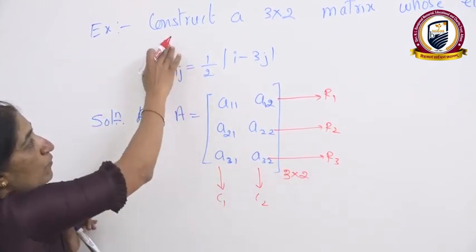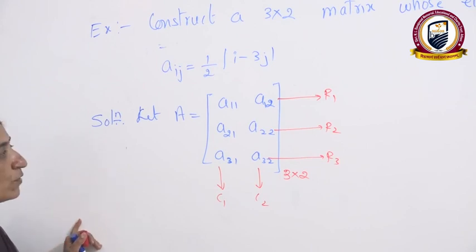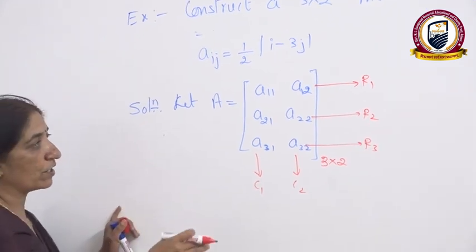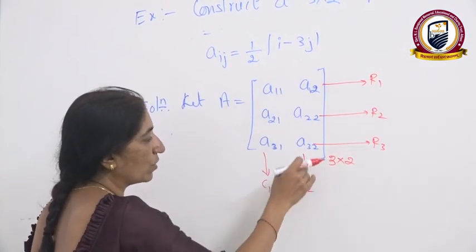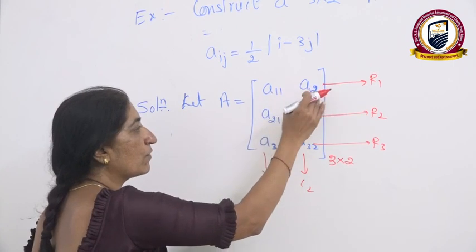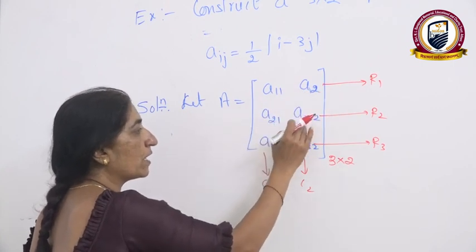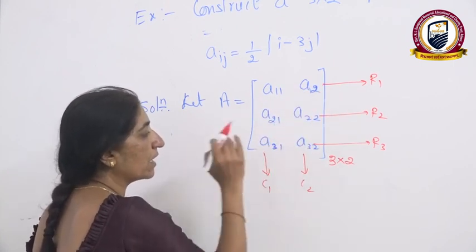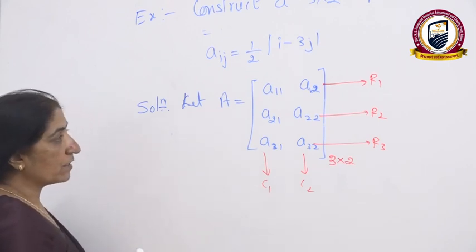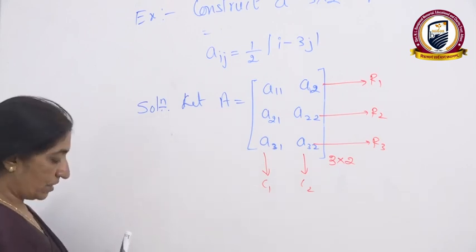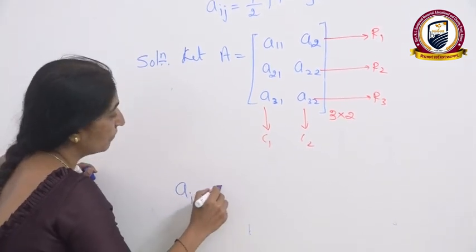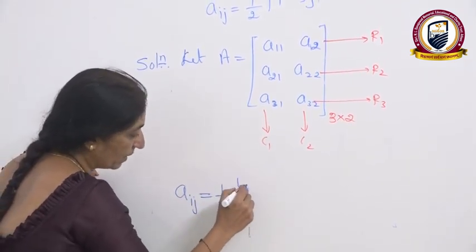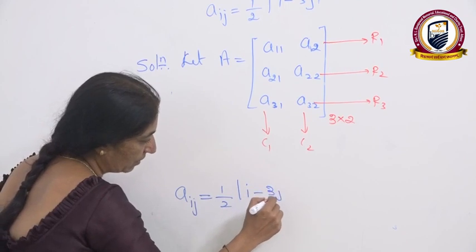So when these types of questions are given, first we have to write a general matrix. Whatever the required order, write down that order. Here 3 rows and 2 columns I wrote. That is A11, A12, A21, A22, A31, A32. After that we have to write the given condition. Yes, tell me, what is the given condition? The given condition is Aij equals 1 by 2 in the modulus of i minus 3j.